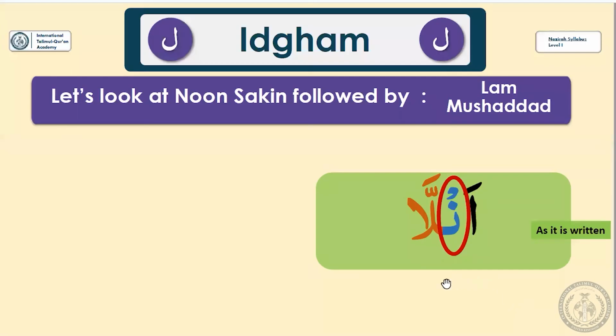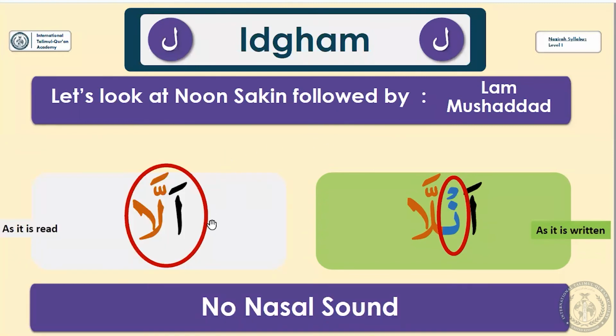So the next letter is the lam mushaddad. Now again, if there is a nun sakin and then there is a lam mushaddad, as it's written in this green box, there's an alif with a fatha and then a nun sakin and then lam mushaddad. So anla, that's not the correct way. The correct way, because there is a nun sakin and then a lam mushaddad, is that idgham takes place. And how we would read it, as you can see over here in the white box, is like this. We ignore the nun sakin, and we join the alif with the lam. The rule of idgham will take place here, but there is no nasal sound.